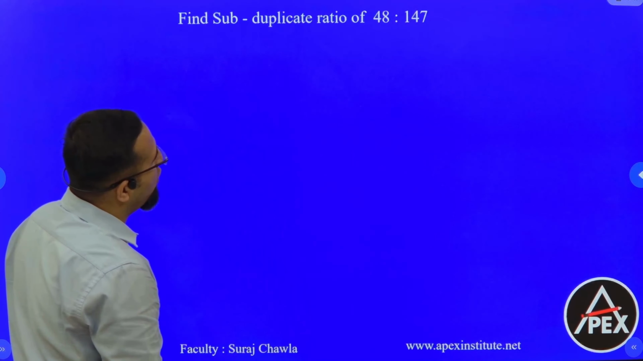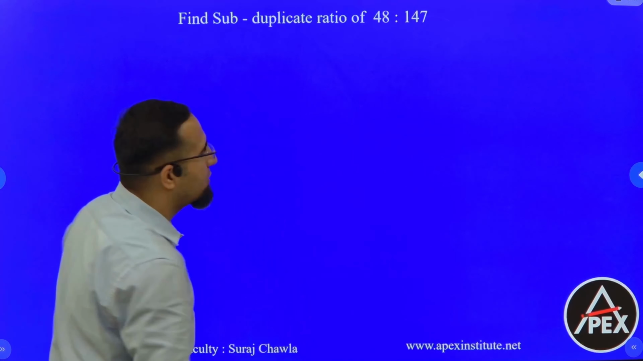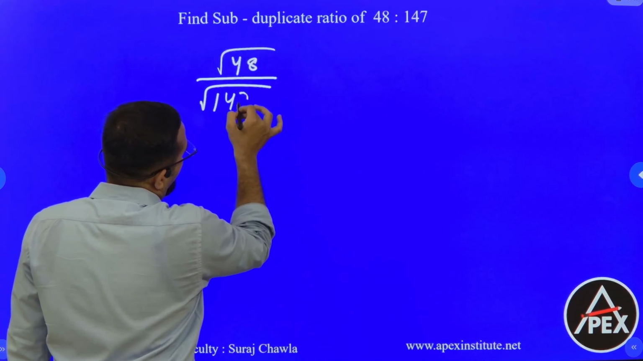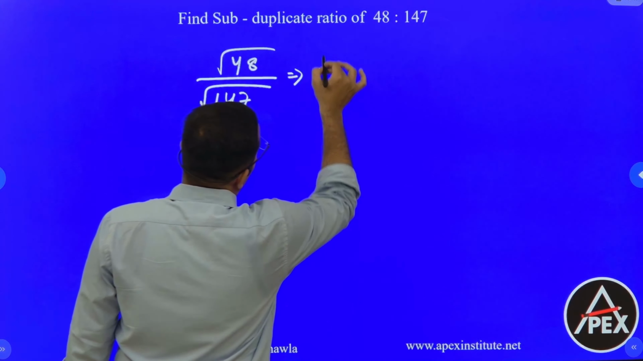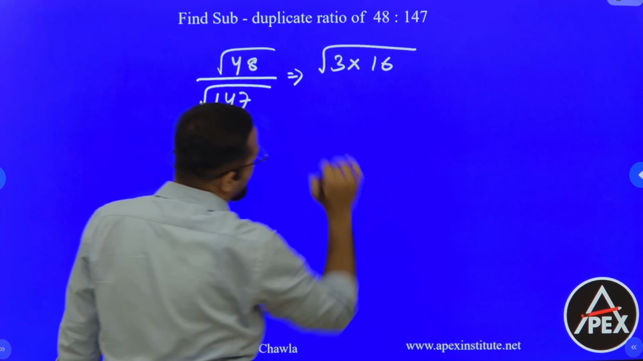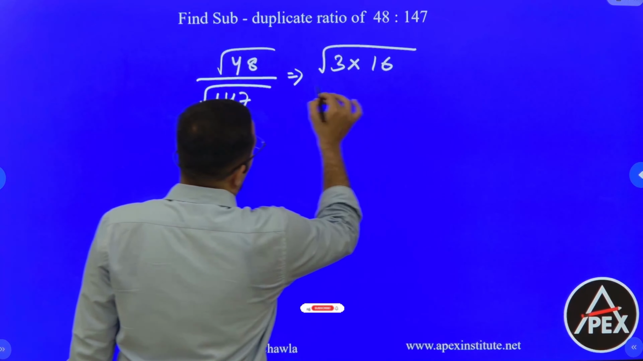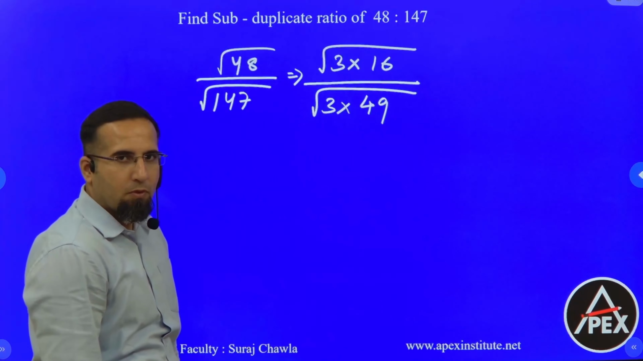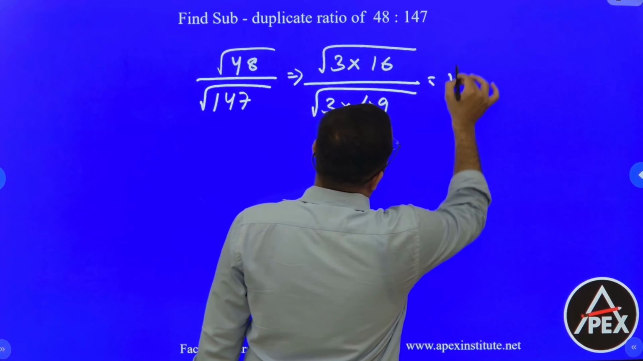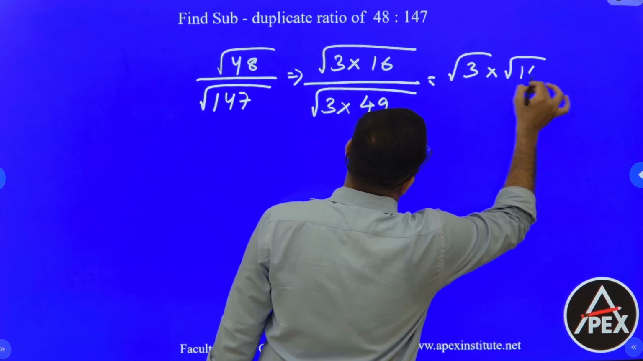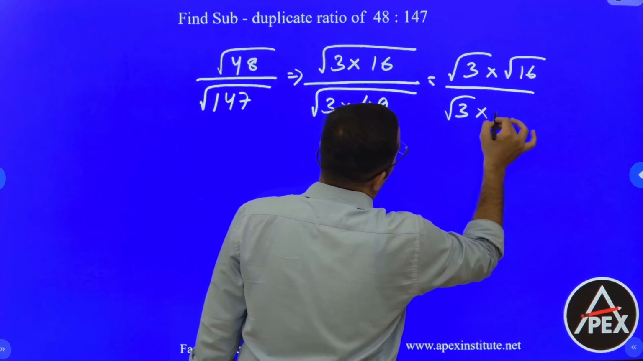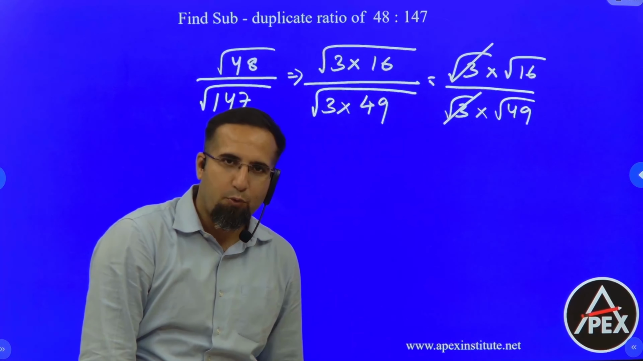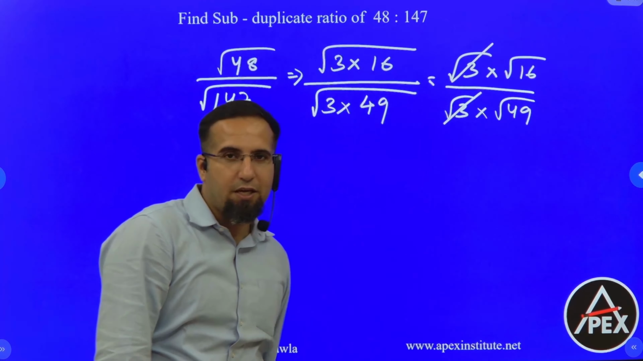Find the subduplicate ratio of 48 is to 147. Now let's see. So this is square root of 48 divided by square root of 147. So we can write this as 48 can be written as 3 into 16. Clear? Now 147 can be written as 3 into 49. Clear? Right? Now if I simplify, this will be square root of 3 into square root of 16 divided by square root of 3 into square root of 49. So square root of 3 and square root of 3 will get cancelled. Right? So what do I have now?